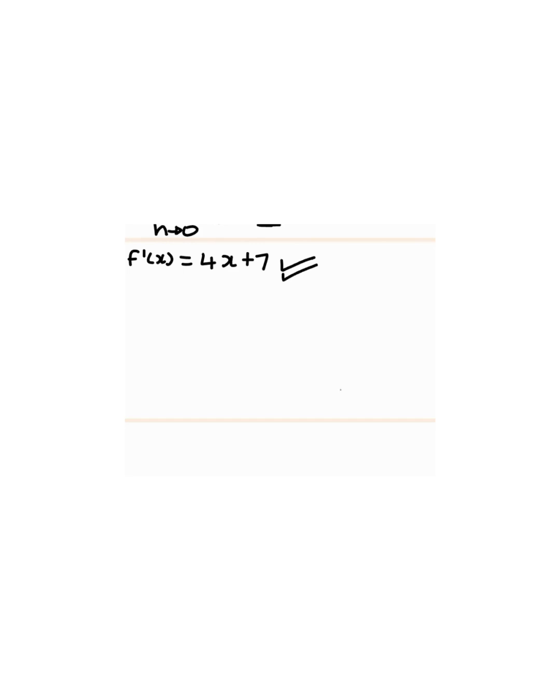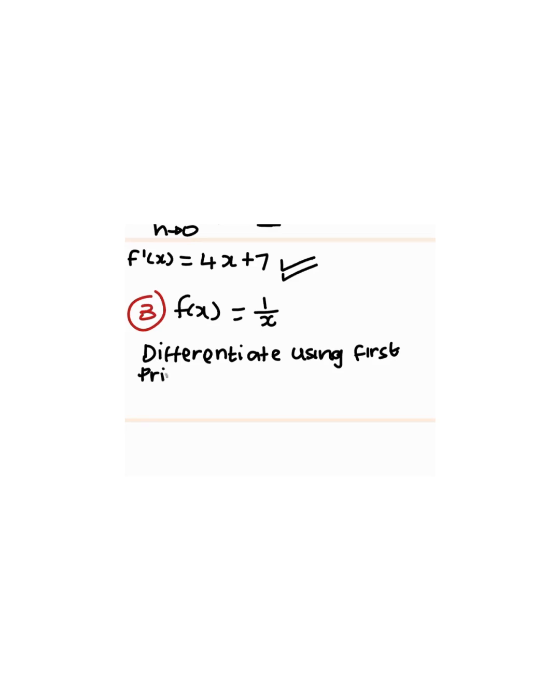So example number 3, we have f at x equals 1 over x. So now we have a fraction, and the question still says differentiate, I hope my handwriting is readable, differentiate using first principles. But it is readable guys, it is using first principles.